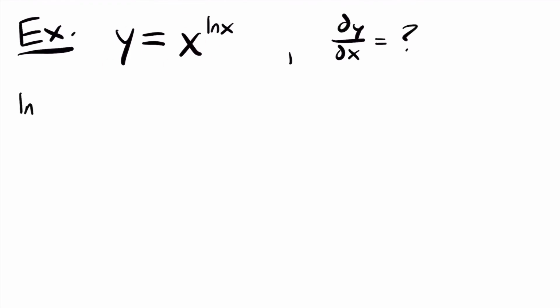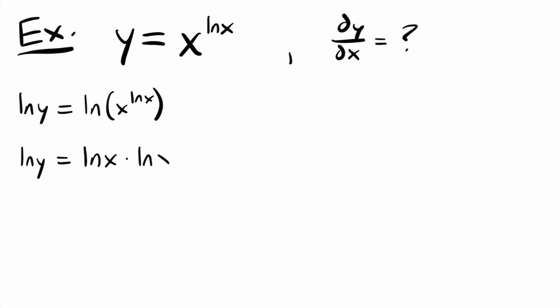And so we'll have the natural log of y is equal to the natural log of x to the power of the natural log of x. And so this is what I'm talking about here. If we use the property of the natural log that you can take this exponent inside the natural log function to the outside, that's going to make this derivative a whole lot easier to calculate. And so if we do that, we'll have the natural log of y is equal to the natural log of x times the natural log of x, right?